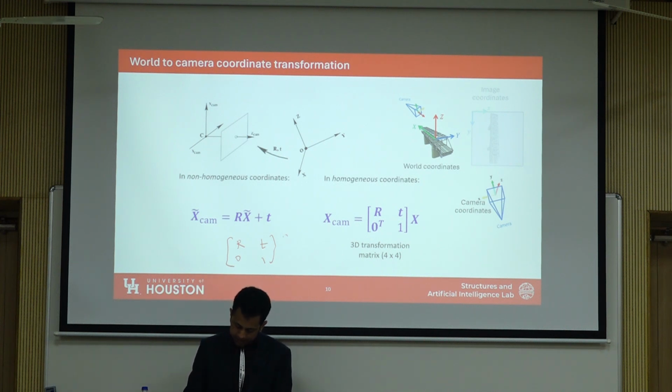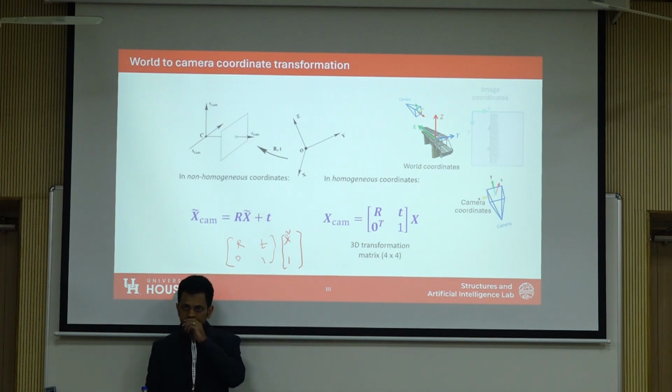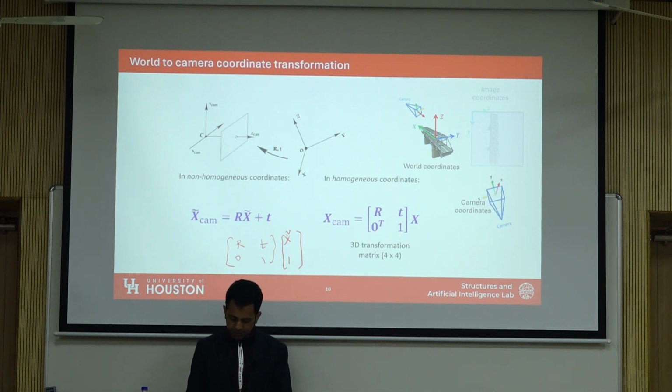My x is x tilde and 1, right? What's the size of x tilde? 3 cross 1. And what is the size of this matrix? 4 cross 4. Okay. So when I expand this out, what do you get?